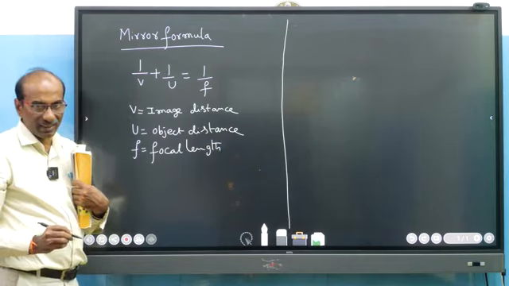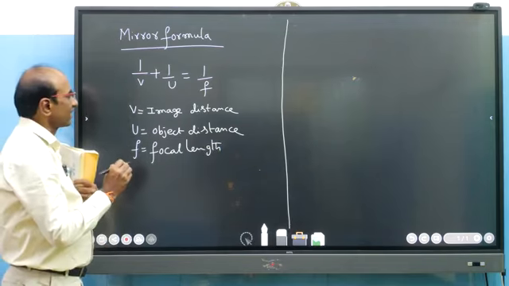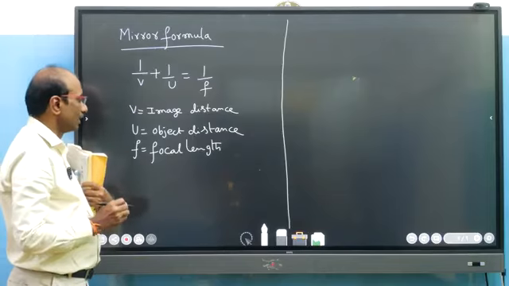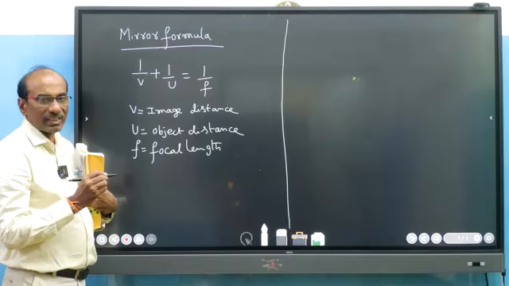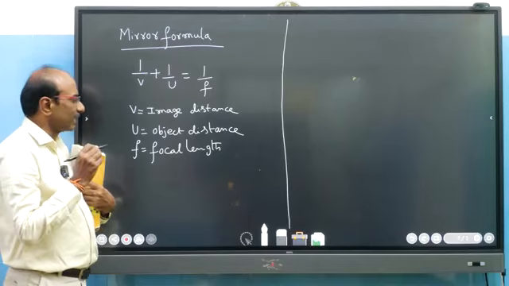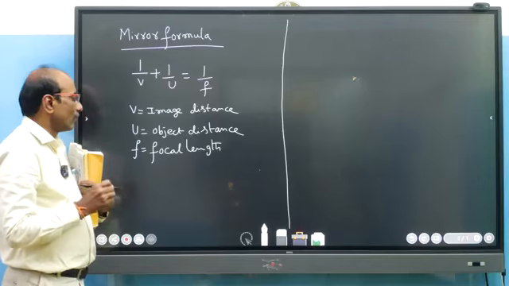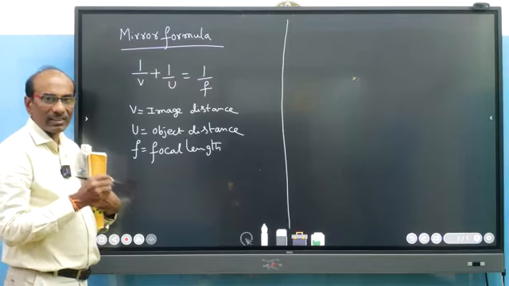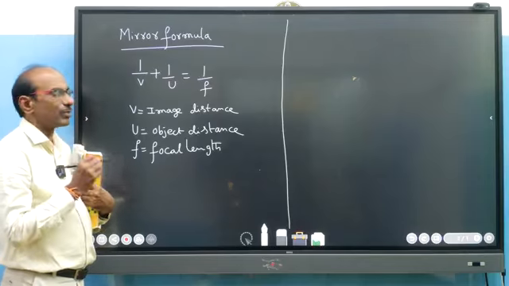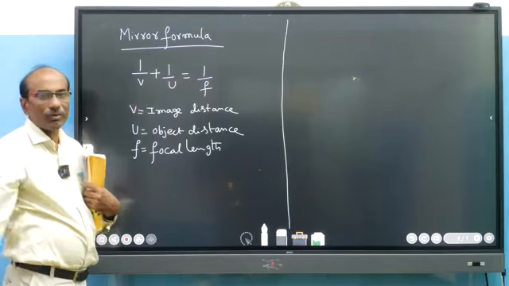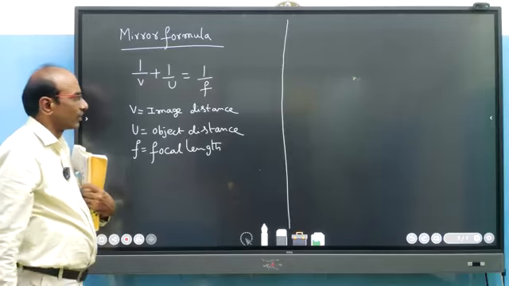What is the image distance? The image distance is the distance from the pole of the mirror to the image. Next, what is the object distance? The object distance is the distance from the pole of the mirror to the object. What is the focal length? The focal length is the distance from the pole to the principal focus. Depending on this mirror formula, we can solve some problems.